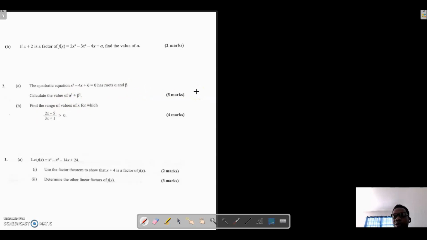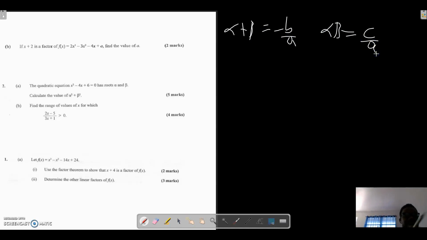Now, even before you can think about alpha squared plus beta squared, we must think of the two most important things. That alpha plus beta is equal to negative b over a, and alpha beta is equal to c over a. We use these two pieces of information to work out anything at all that we want. So what you're going to have here is negative b, but b is already negative 4. So I'm going to have 4 over a, which is 1, so it's just going to be 4. For my second one, alpha beta is equal to c over a. So I'm going to have 6 over 1, which is just equal to 6.